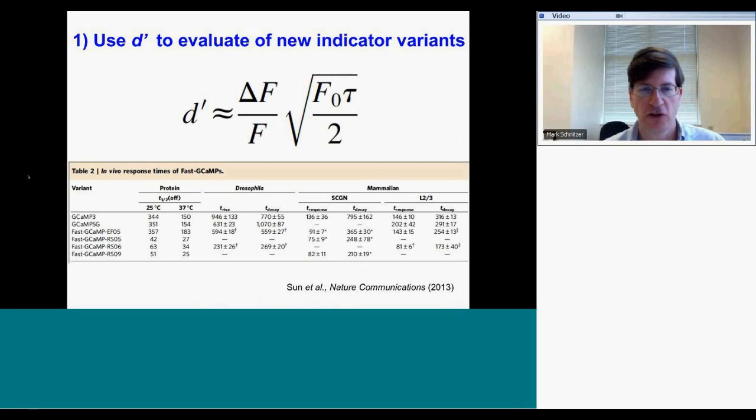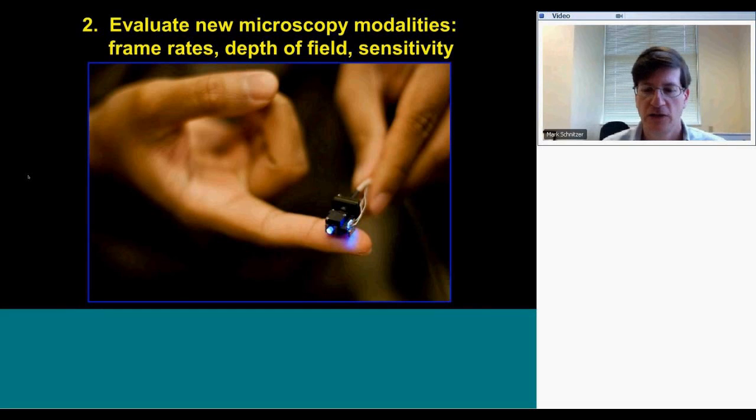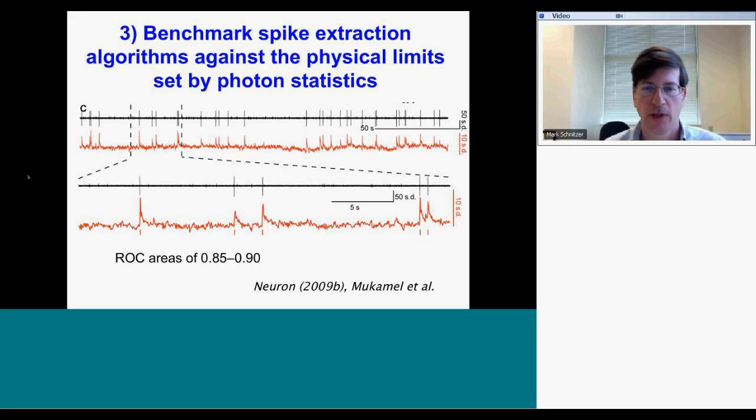Now, when new indicators come out, such as those that we're trying to develop, we can use measured kinetic constants and signaling dynamic ranges to estimate D prime values. And so here's a paper in the domain of calcium imaging from Sam Wong's lab at Princeton, publishing different constants here for calcium indicators. We can use these values to evaluate the signal detection fidelity of these different indicators. We can also use this framework to compare different microscopy modalities regarding the performance of indicators in different situations.